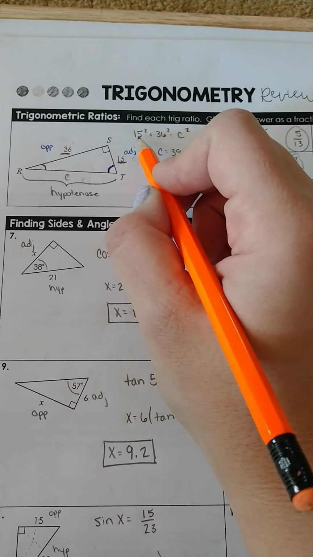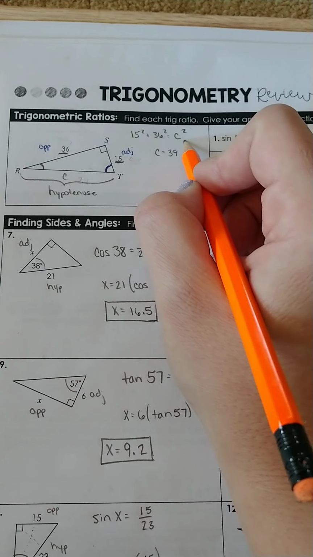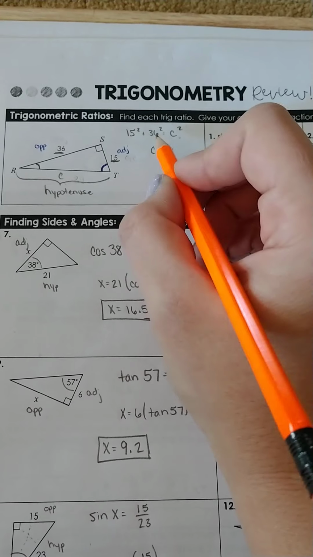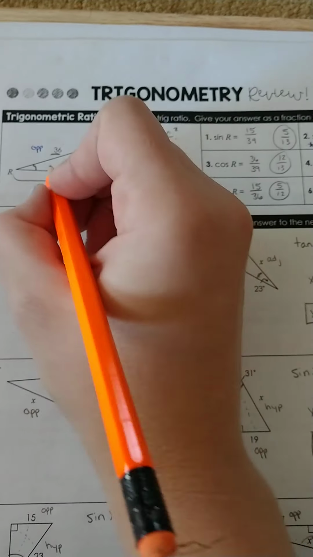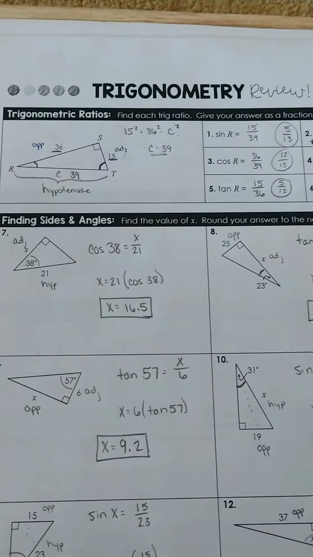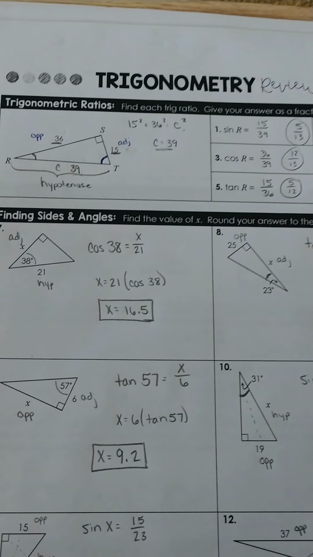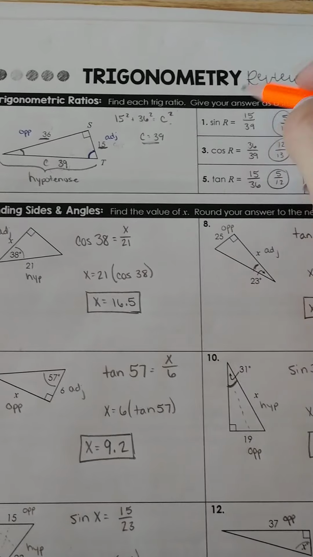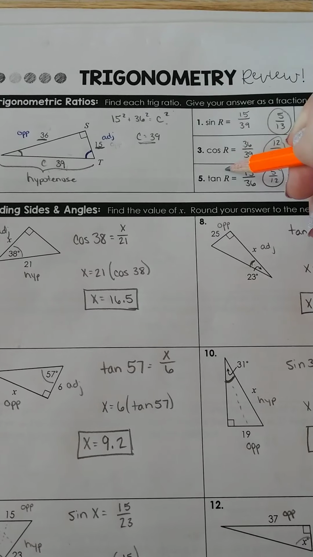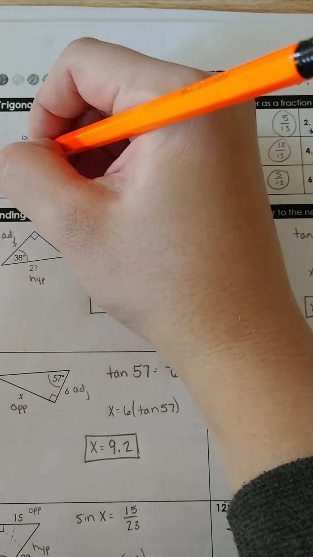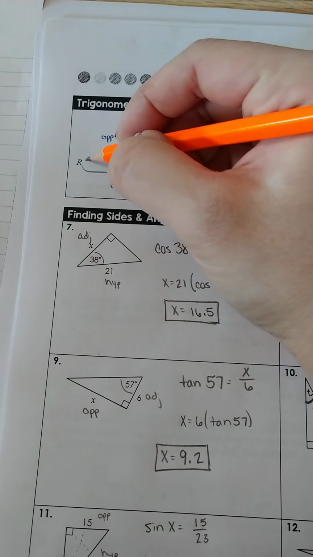To do that, we run Pythagorean theorem. A squared plus b squared equals c squared. You should know how to run that by now. So that gives you your hypotenuse of 39 units. So from here, what we're going to do is we're going to find sine, cosine, and tangent of angle R. Angle R is right here.